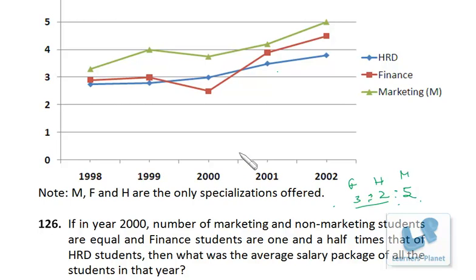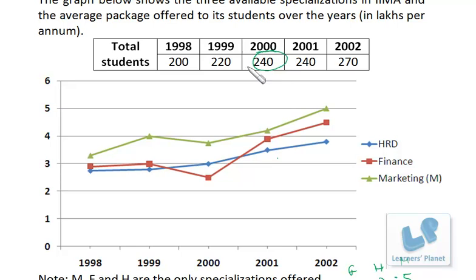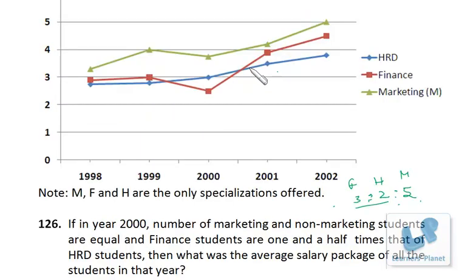So we don't have to go for the actual breakup of 240 since we have to calculate the average package only. So suppose there are 3x students in finance in year 2000, then total salary must be 2.5 into 3 plus HRD 2x students, so that's into 3, plus marketing 5x students, and the salary is 3.75 or 3.6 or 3.8, whatever, right? Approximate calculation we will be doing, and divide by 5 plus 3 is 8, plus 2, 10x. So x and x will be cancelled, so just this calculation should be divided by 10 at the end.